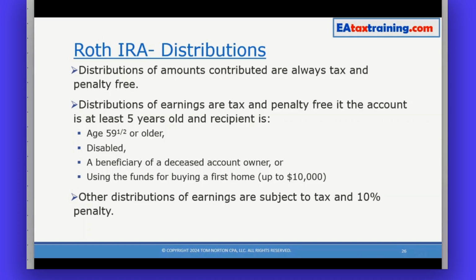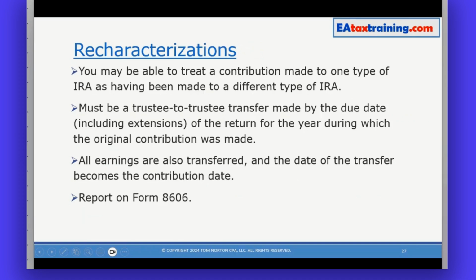Any other distributions of earnings are going to be subject to tax and the 10% penalty. Other distributions, meaning if you don't meet one of these requirements that we just went over.